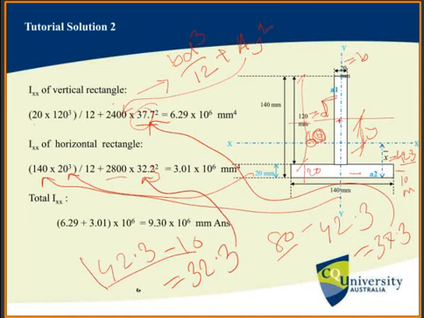So from this equation we got the value of Ixx of the horizontal rectangle, that is 3.10 into 10 to the power 6 millimeter to the power 4. So total Ixx will be the summation of this horizontal and vertical rectangle, and the answer will be 9.3 into 10 to the power 6 millimeter to the power 4. So, do you have a question for this one?